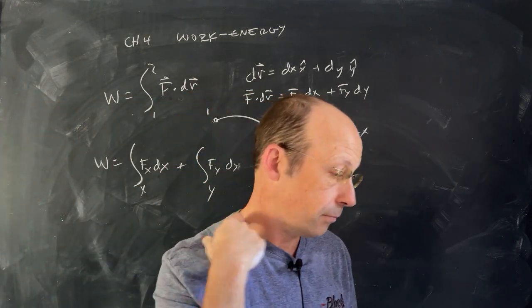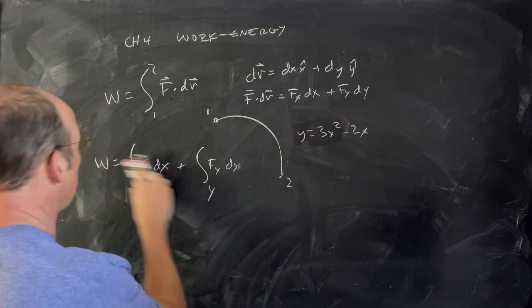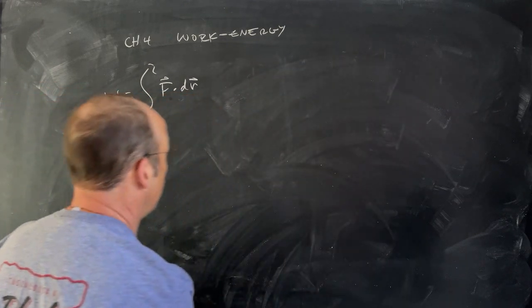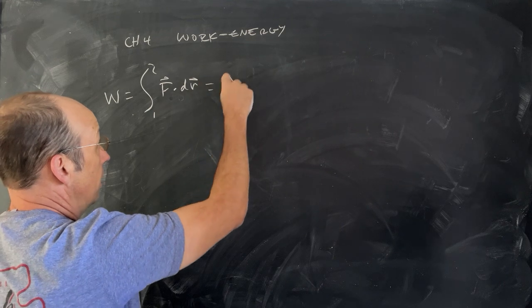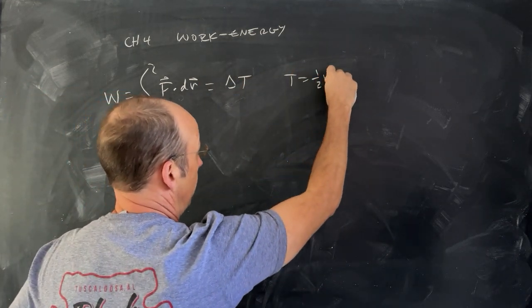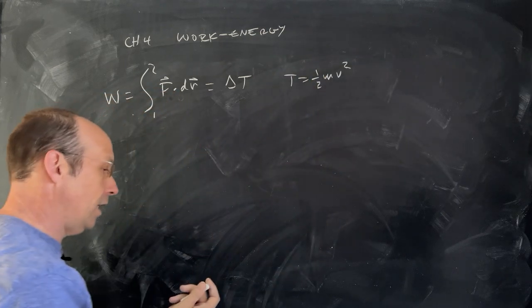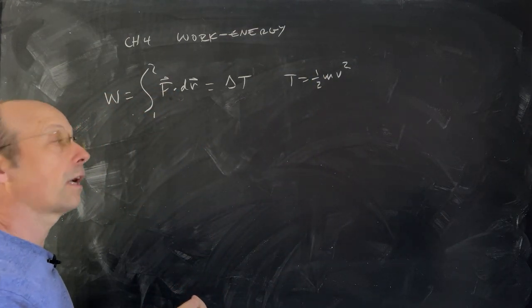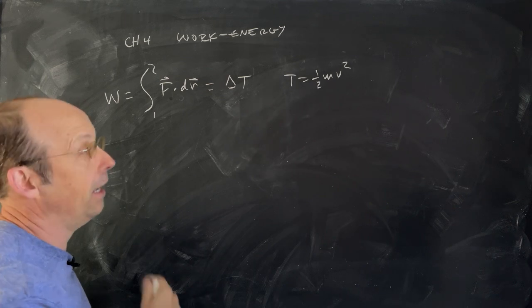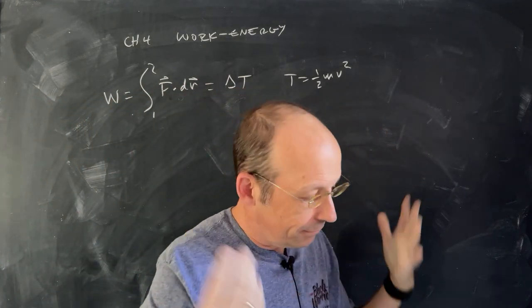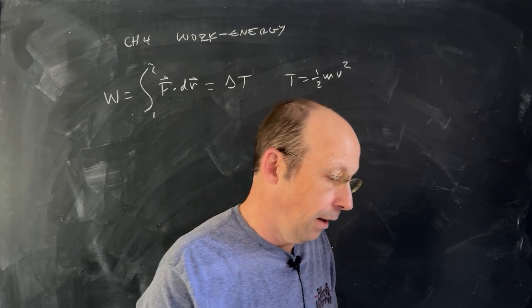The work energy theorem says that the work done on an object is equal to its change in kinetic energy, where T is 1/2 mv squared. So get used to that T. We use T for kinetic energy, not K, because we want to look cool. Okay, so we've got to do something a little bit different to say, hey, we're not like normal stuff. We're doing something different. I don't even know why we do that.